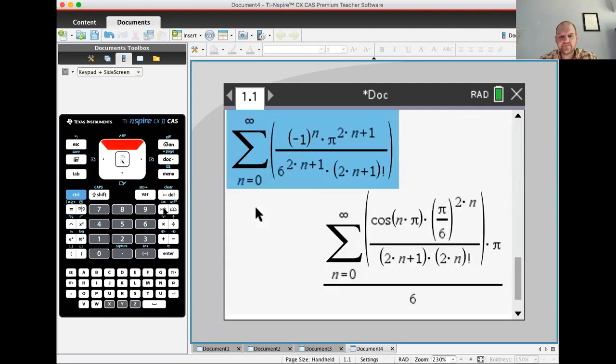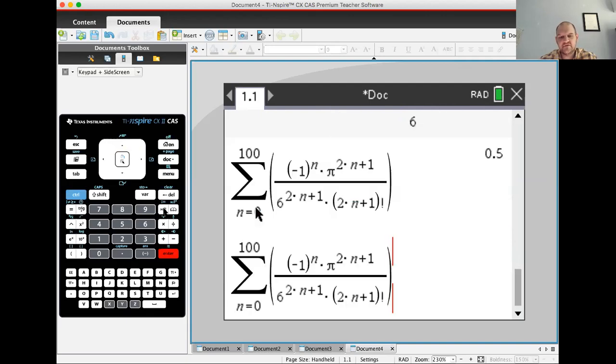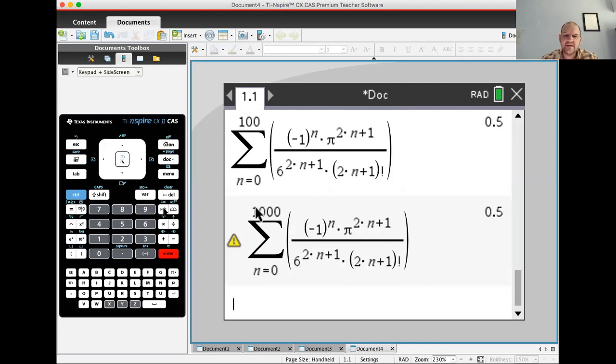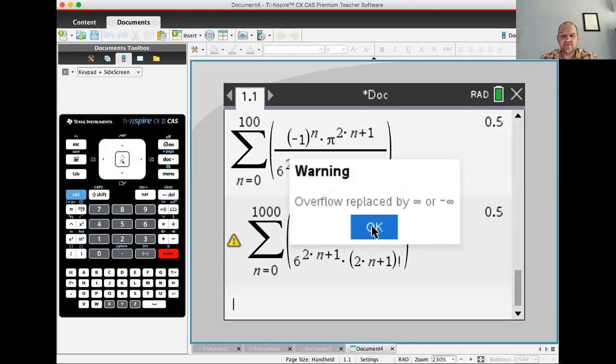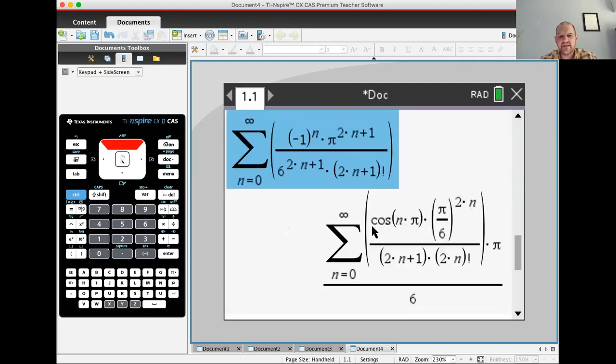All right, so what can we do? Let's do 100. Let's do 1,000. I always get in trouble because I try to go too big. What is this warning? Oh, overflow replaced with infinity or negative infinity. So it knows that it's 0.5, but it won't give you the exact value of 0.5. That's really interesting to me.